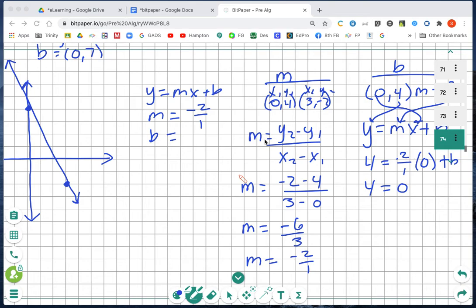My equation of the line is y is equal to mx plus b, where m is negative 2 over 1 and b is 4. So y is equal to negative 2 over 1x plus 4. And now you've reviewed for your quiz.